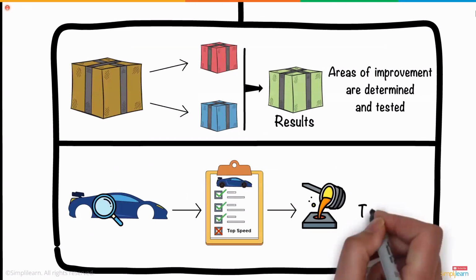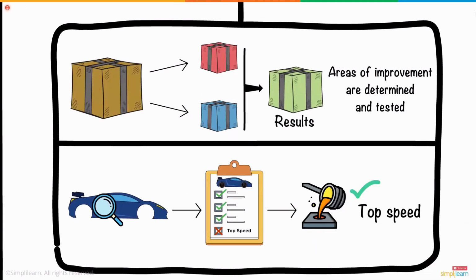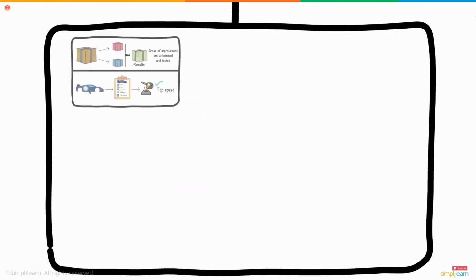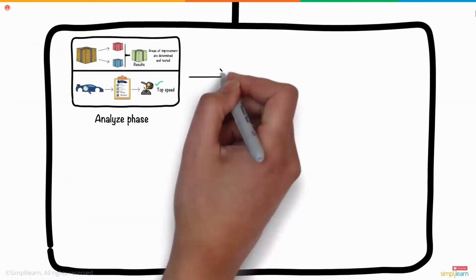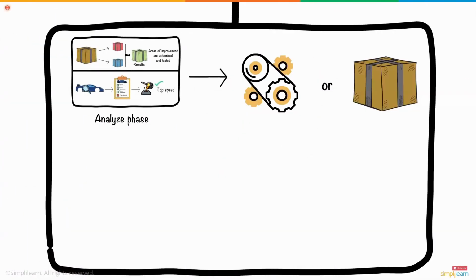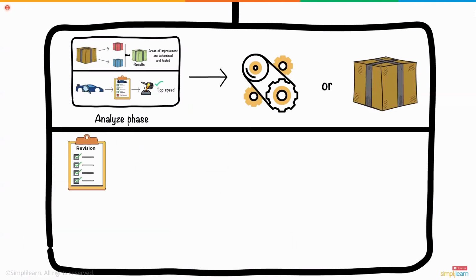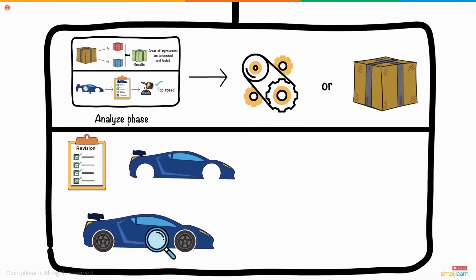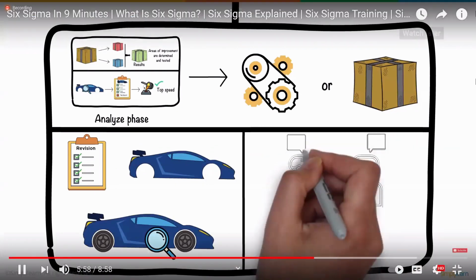So, research begins on an aluminum alloy that could possibly meet the speed requirements of the customer. Following this, the design phase. Based on the learnings from the analysis phase, the new process or product is designed. Revisions are made to the model, and the car is manufactured with the new material. The analysis phase is repeated based on the new design.